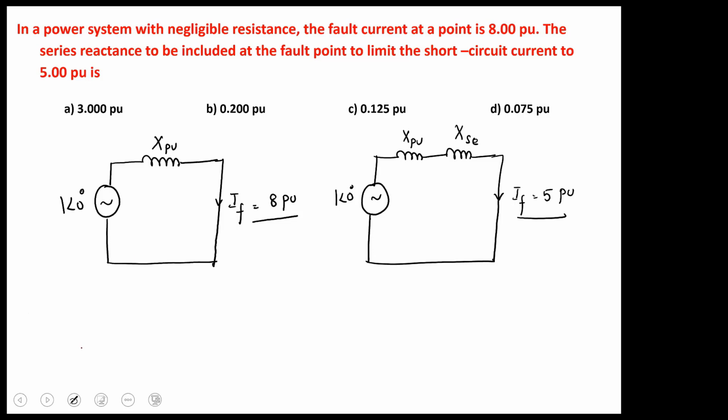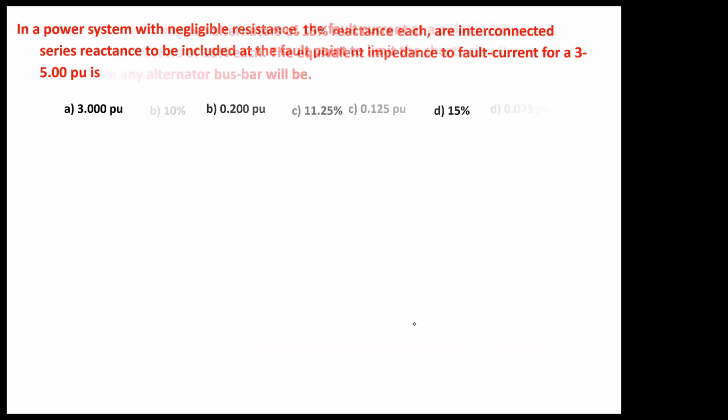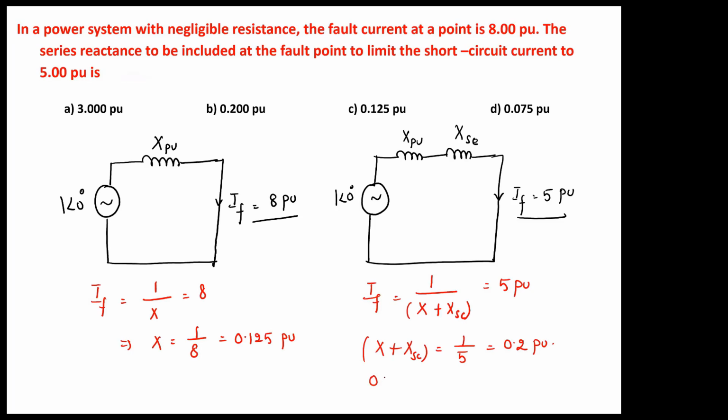Very simple. From this, IF is equal to, magnitude only, 1 divided by X equals 8, which implies X is equal to 1 by 8, that is 0.125 per unit. Now IF is equal to 1 divided by X plus X series, which equals 5 per unit. So from this X plus XSC is equal to 1 by 5, that is 0.2 per unit. This X value we already know: 0.125 plus XSC is equal to 0.2, which implies XSC value is how much?